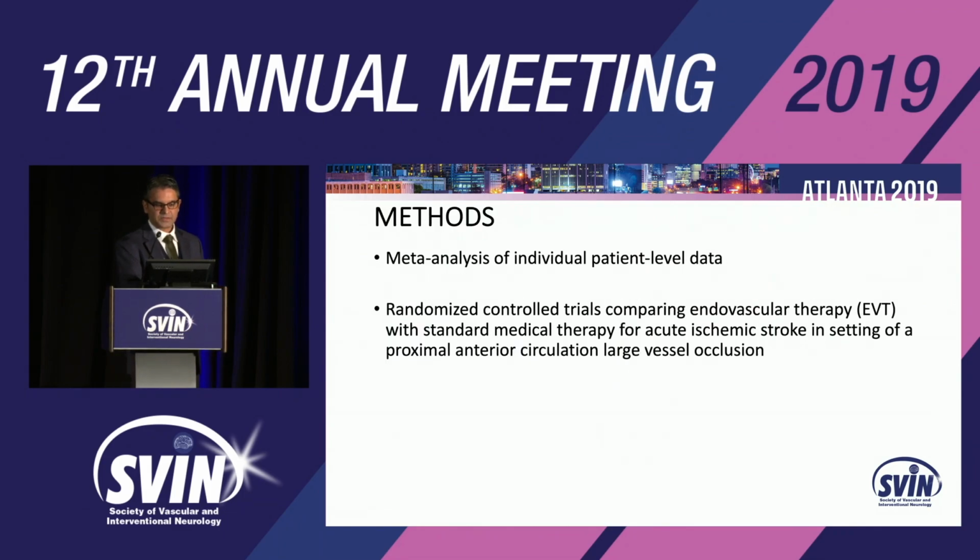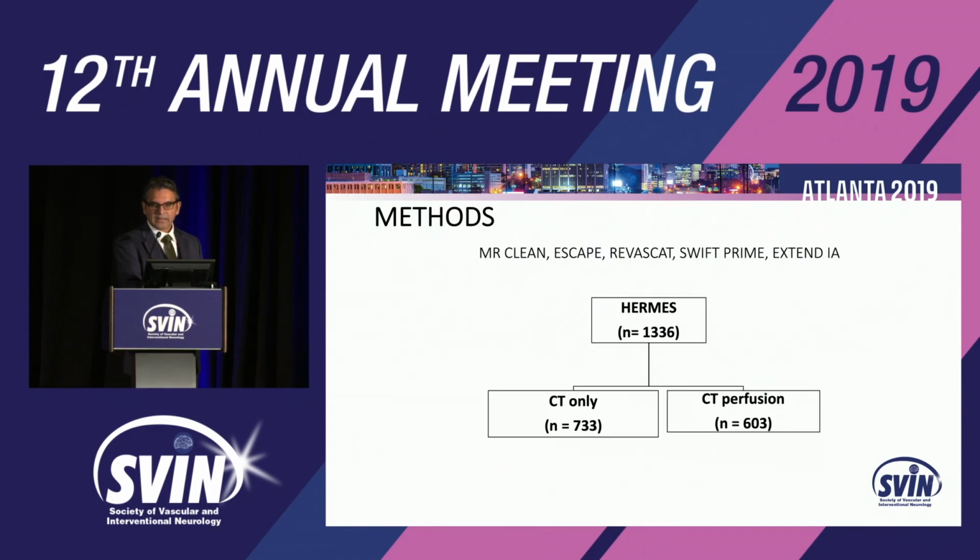The Hermes consortium was a meta-analysis of individual patient-level data from the randomized controlled trials that compared thrombectomy to medical management in the anterior circulation for predominantly ICA and M1 occlusions. In this analysis, we looked at 5 of the trials. For the data that was available, we had a total of 1,336 patients. The split was pretty even between patients who got CT only or CT-CTA, that was 733 patients, and 603 patients who got CT perfusion imaging.